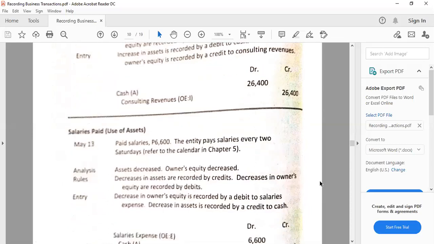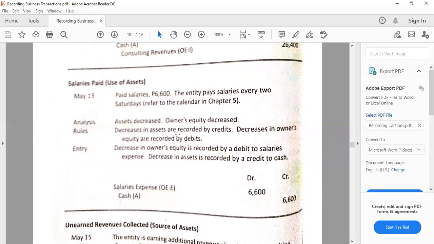Next, when we pay salaries to our hired employees, we are going to record the transaction. So we have to debit salaries expense at 6,600, and then we are going to credit cash 6,600. If you notice in the transaction, the entity pays salaries every 2 Saturdays, meaning the salaries are to be paid twice a month. So we expect that close to the end of the month, there will be another payment of salaries.